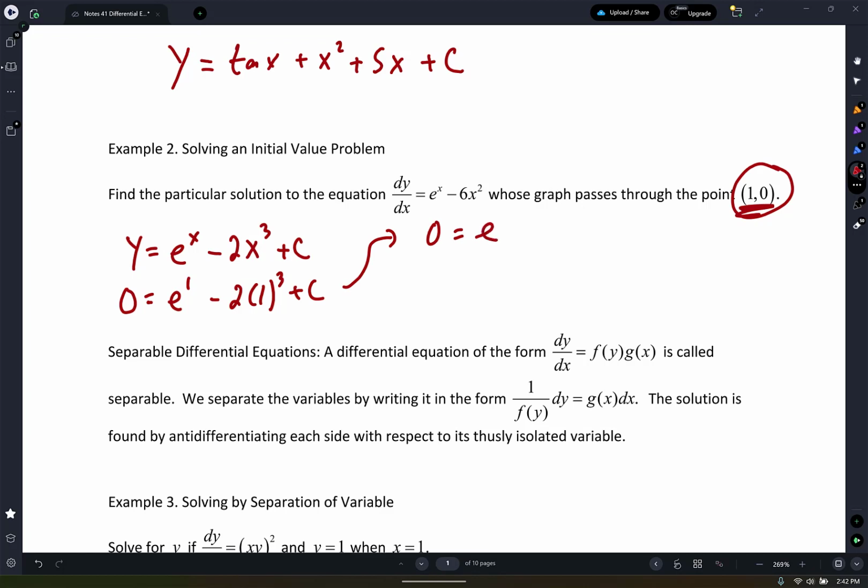0 equals e minus 2 plus c. And I move these two to the left. So when I do that, c equals, and I know that I'm writing c on the left-hand side, but I like to have, okay, I won't do that because some of you guys don't like it. 2 minus e equals c. E to the 1 is just e, right?